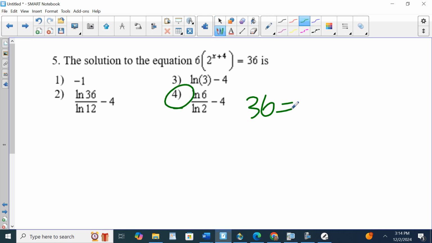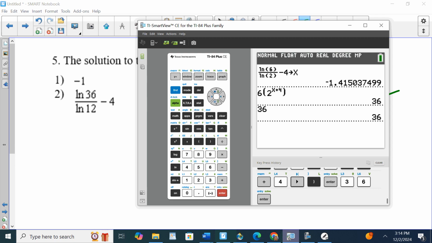36 equals 36. Any equation, store each potential answer, type in the left, type in the right, see if it matches. I stored choice 4. I typed in the left, I typed in the right, I saw if it matched. It did. That's my answer.